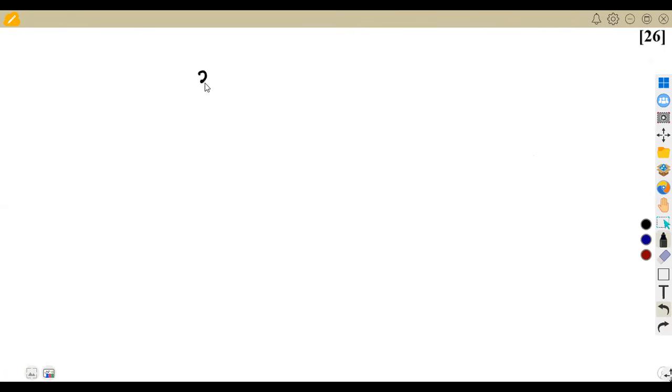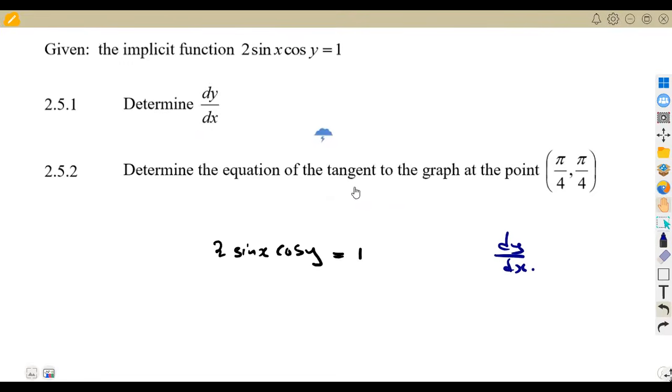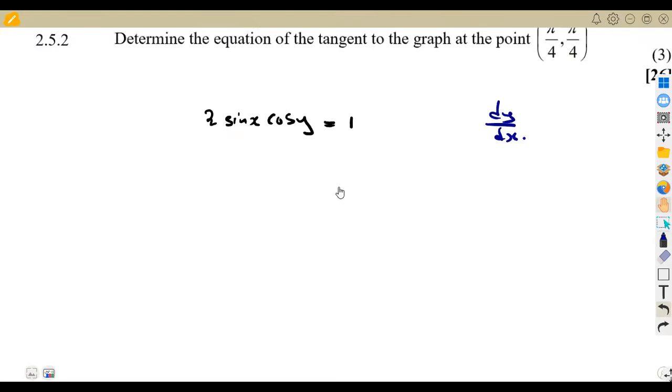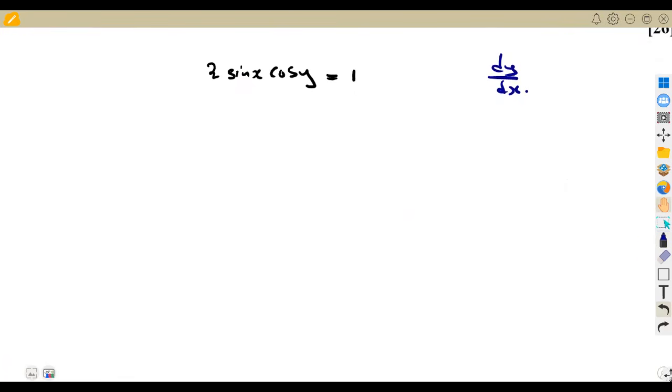So this is the 2 sine of x cosine of y is equal to 1. Then we are asked in this case to find the derivative of y with respect to x. That was the first item here, 2.51. So what are we going to do in this case? Again, find the derivative, but as you can see from this part, this is a product. This is a function, this is a function, like I said. So we have got u and v.